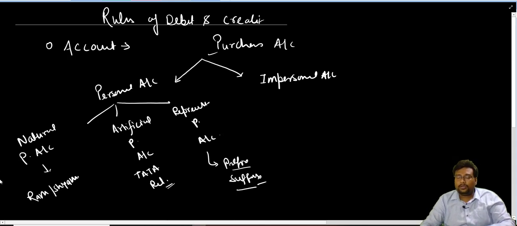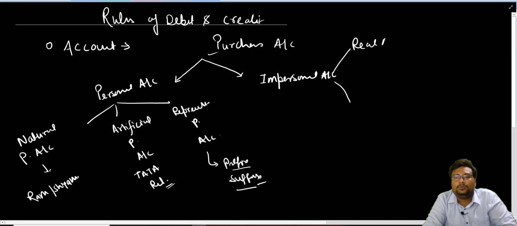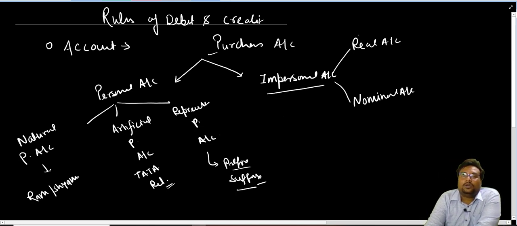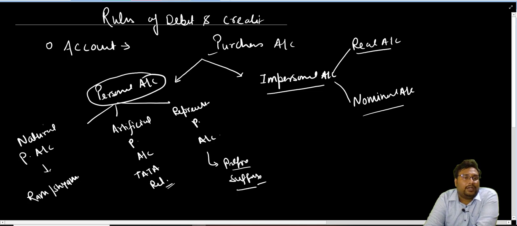Now what is the real account? Very simple. Impersonal account is also categorized in two parts. One is a real account and the second one is the nominal account. So impersonal account is categorized in two parts, real and nominal, and personal account is categorized in three parts: natural personal account, artificial personal account, and representative personal account. Basically, what is a real account, that we will study.